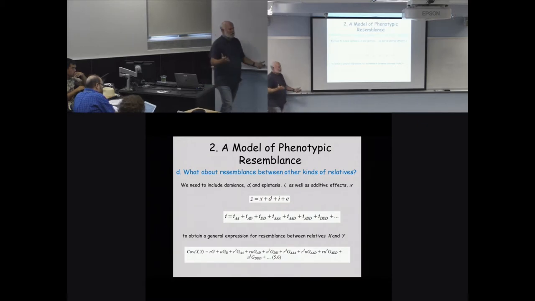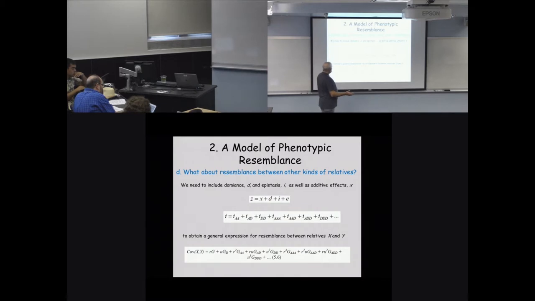Now, if you're interested in these other terms, G is going to be the primary thing responsible for predicting what drift does from one generation to the next, and likewise for responsive selection.